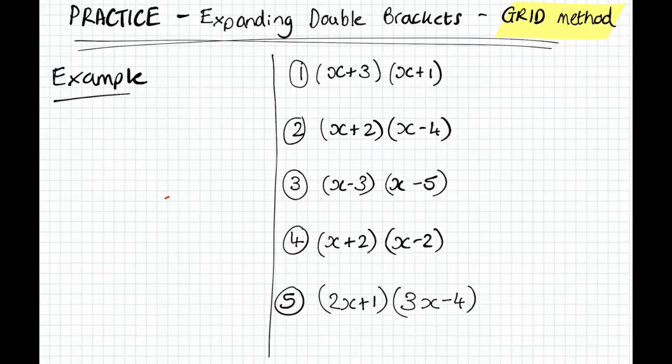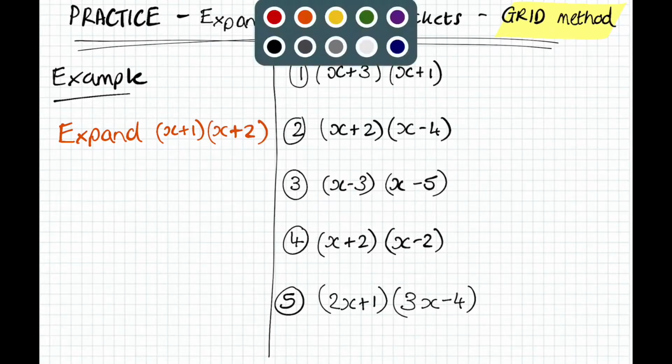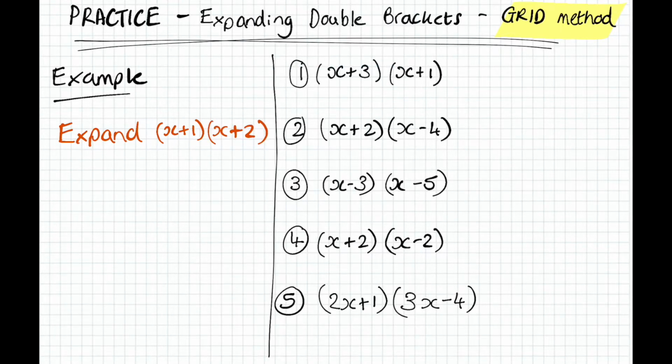Okay, so for the example, we're going to expand x plus 1 brackets x plus 2. Nice easy one to begin with. So with the grid method, the main part of this is you need to get your grid drawn, and from there you're kind of set up. First of all, we need to break our two brackets up into the grid.